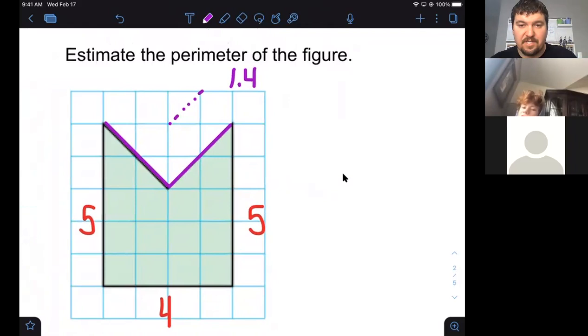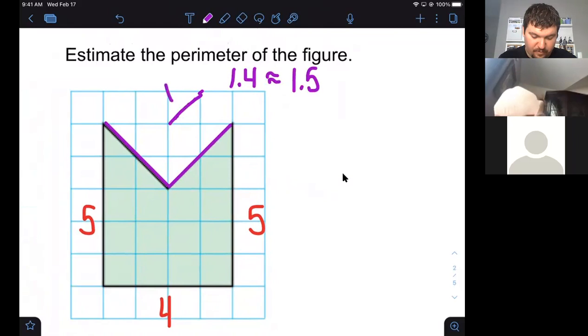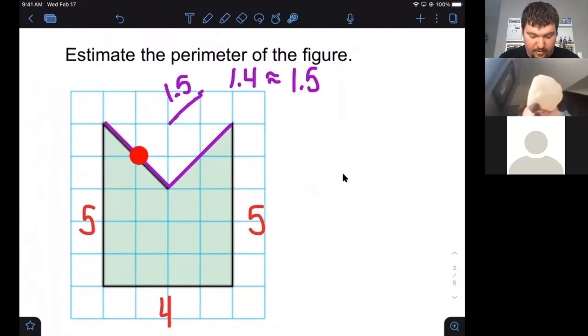The book wants us to round it to make it easier to count by, which I appreciate. They want us to round it to 1.5. So every diagonal of a square is 1.5 units. That's what they want us to round it to. So on this side here, we have 1.5. Oops, we get rid of that. We have 1.5 and then another 1.5.